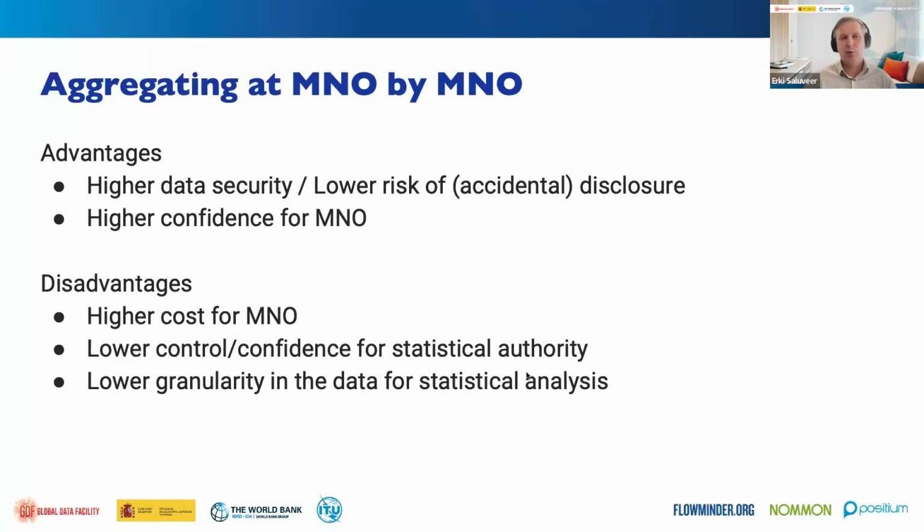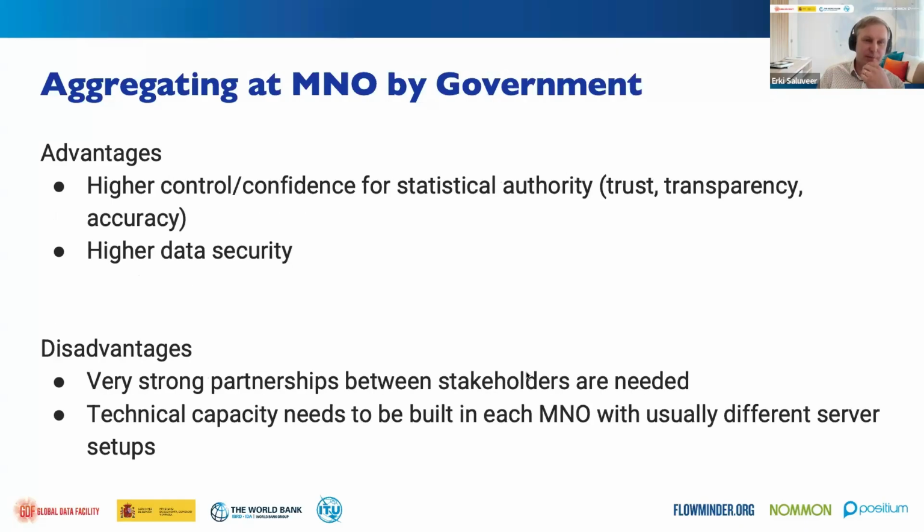And it also usually has a lower control confidence for the statistical authority, especially when you are trying to get the data from different mobile network operators, because applying the same methodology in different operators, that's really hard to do. And usually the data is lower granularity level, because just overall the process is harder. When the government has a sandbox within the mobile network operator, this has higher control confidence for statistical authority. It has, again, higher data security because the data doesn't leave the mobile network operator.